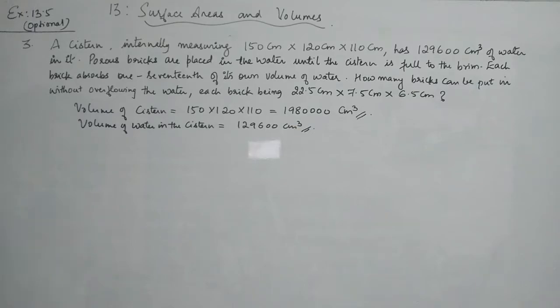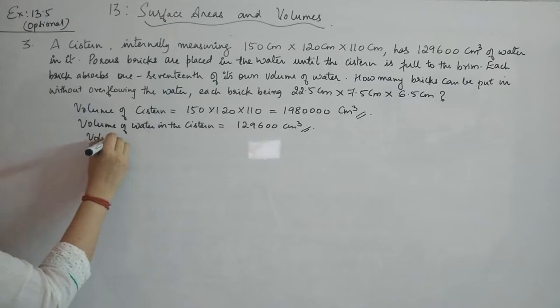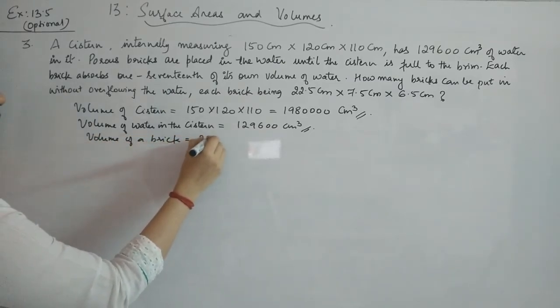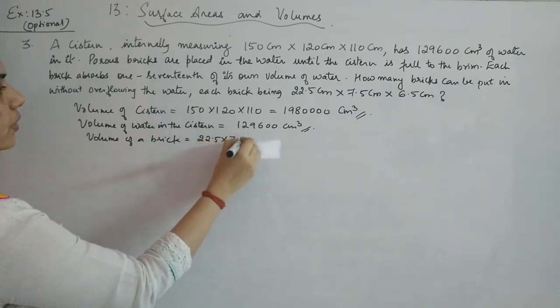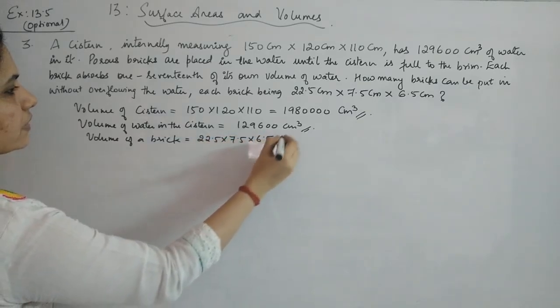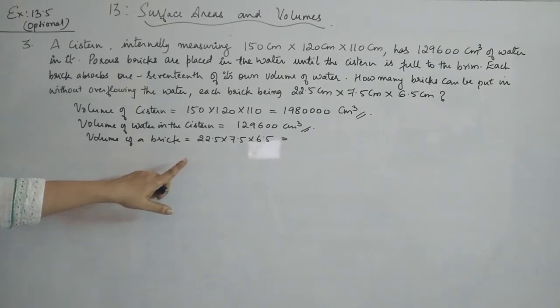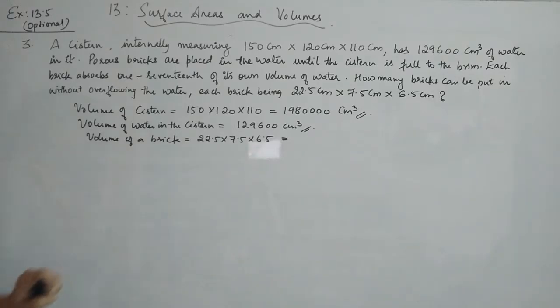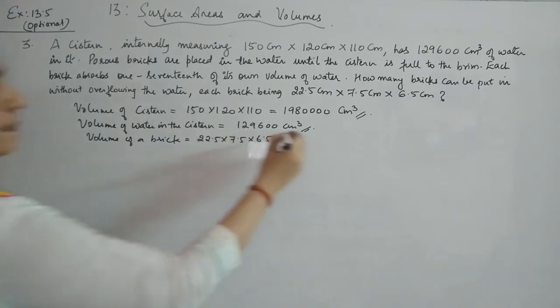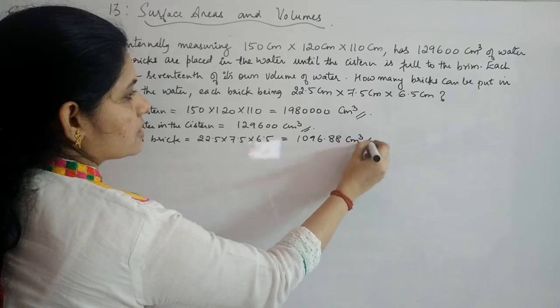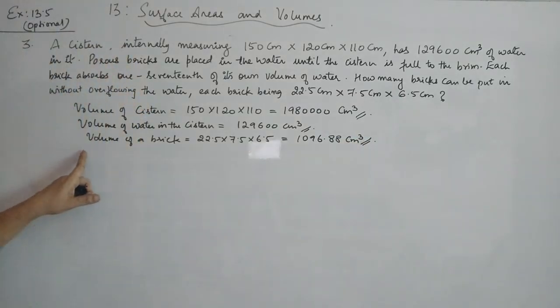Next, what will be the volume of a brick? Volume of one brick is equal to 22.5 by 7.5 by 6.5, and this is equal to how much? You just calculate and tell. 1096.88 centimeter cubes. That is the volume of one brick.